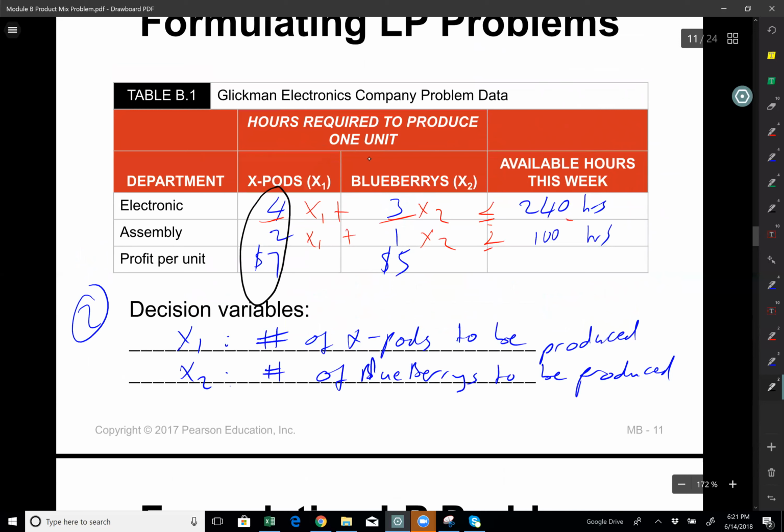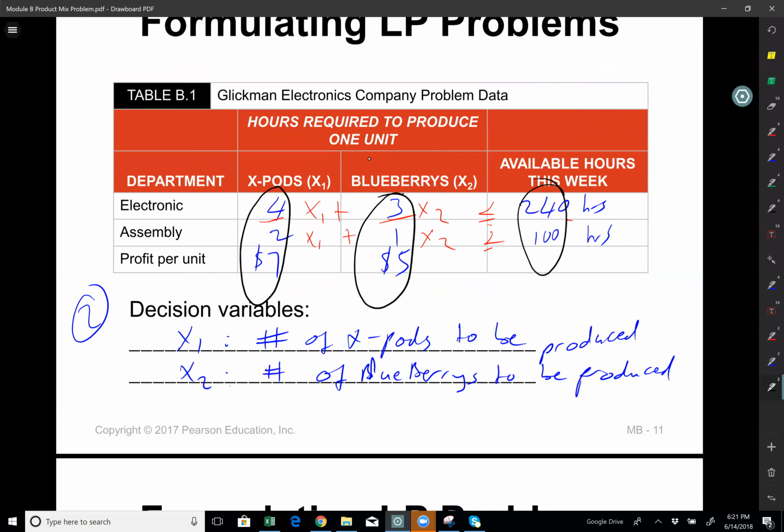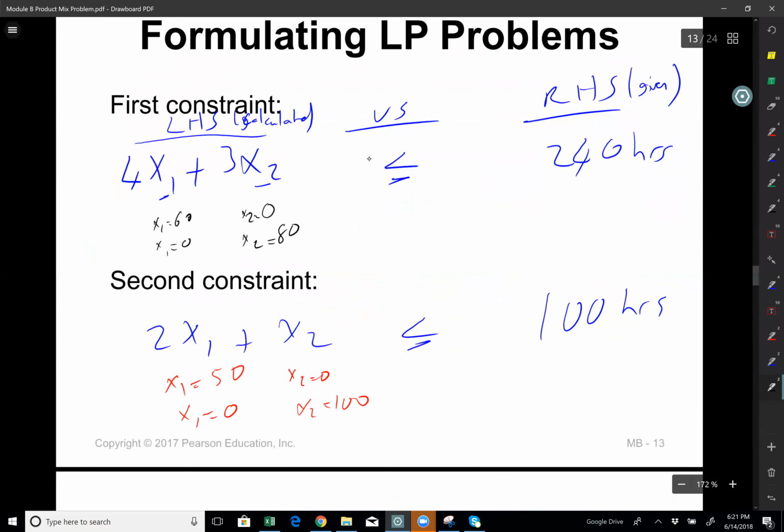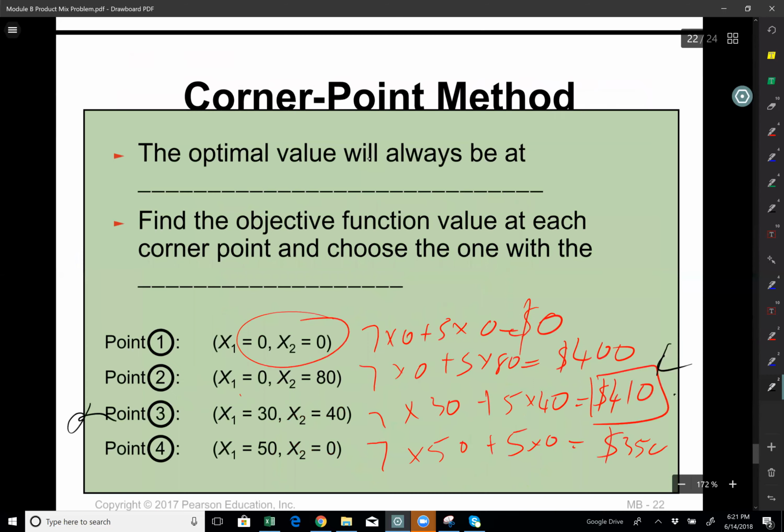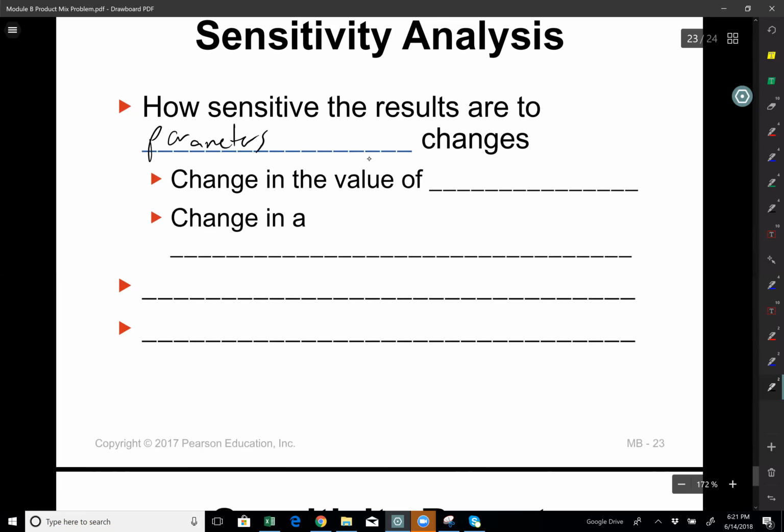These are my parameters. How much time do I need for each product in each department? And what's the profit margin? These are my parameters. These are my right-hand side parameters. As you see in this problem, I have 8 parameters, and these parameters could change. And I'm curious what happens if I change this value. Would it impact my result? If this number changes, would it impact my results, and so on. So that's called sensitivity analysis. Try to change the parameters to see whether your final answer will change or not.